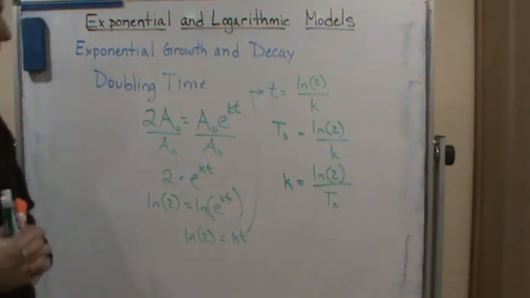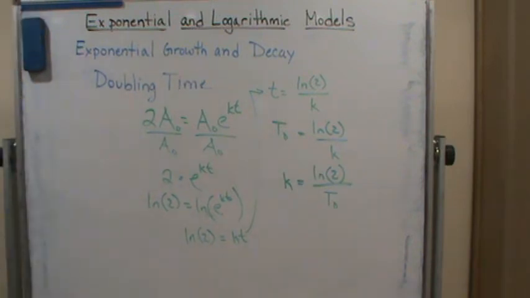Okay, so let's do an example. In this example, it says, according to Moore's law, the doubling time for the number of transistors that can be put on a computer chip is approximately 2 years. Give the function that describes this behavior. So the doubling time is approximately 2 years.